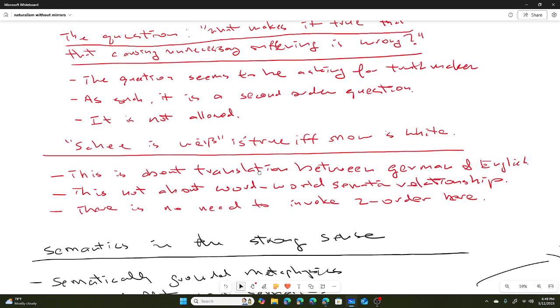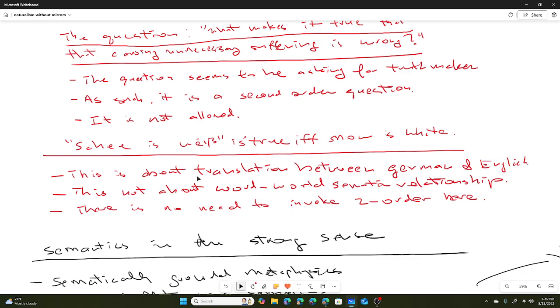Let's take a look at another example, which is kind of different from the previous example. "Squishy is true if and only if snow is white." I'm sorry, I don't know how you pronounce this. It seems like the left hand side is German, and "is true if and only if" has some English words here. So according to the author, this is really an example of translation between German and English.